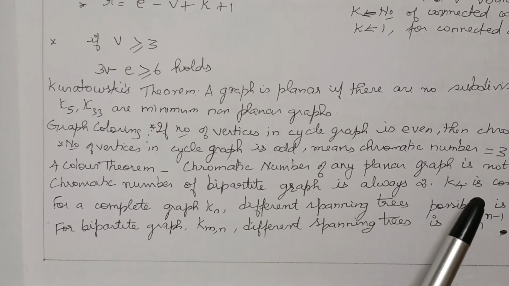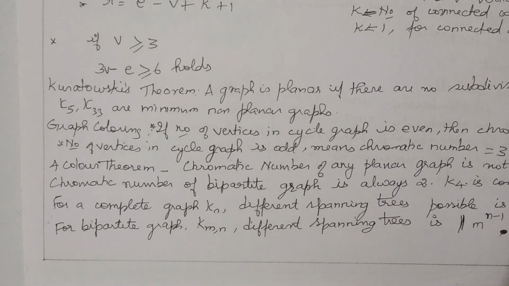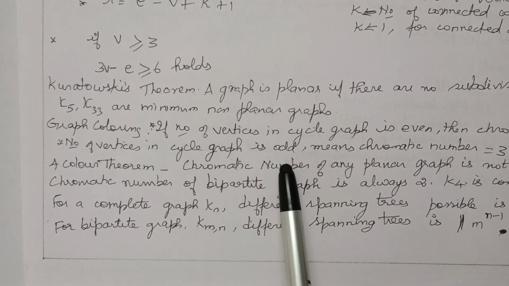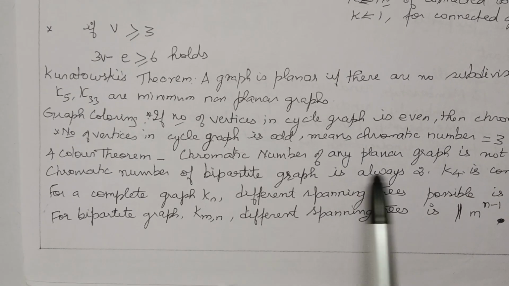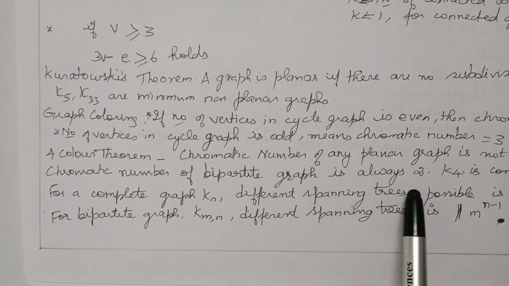Graph coloring. If the number of vertices in a cycle graph is even, then chromatic number is equal to 2. If the number of vertices in a cycle graph is odd, the chromatic number is equal to 3. What is four-color theorem? Chromatic number of any planar graph is not greater than 4. Chromatic number of a bipartite graph is always 2. K4 is a complete planar graph.